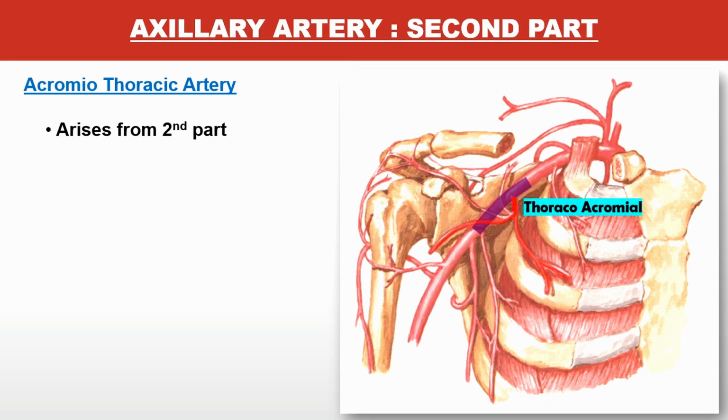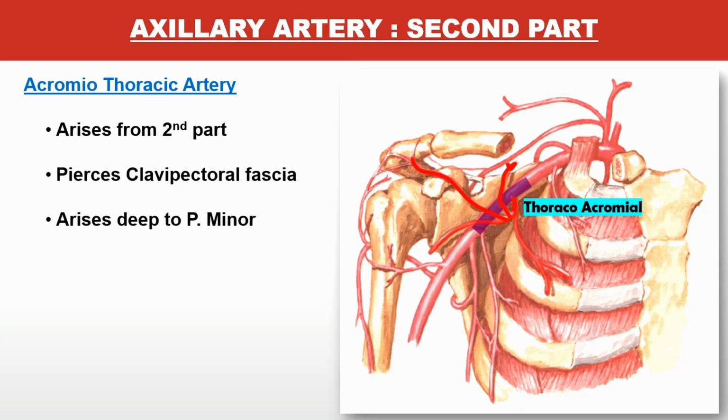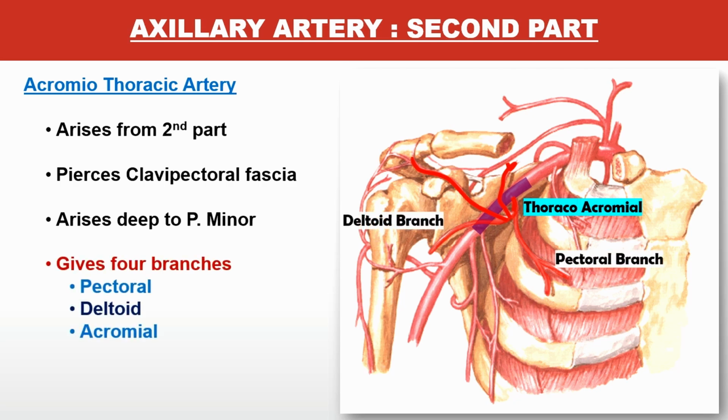Then it pierces the clavipectoral fascia. It arises deep to the pectoralis minor. It will further divide into pectoral branch, deltoid branch, acromial branch and the clavicular branch. That means, this acromiothoracic artery will divide into two stumps, acromial and thoracic. Acromiothoracic further is bifurcating. Here you can see there are 4 branches coming out.